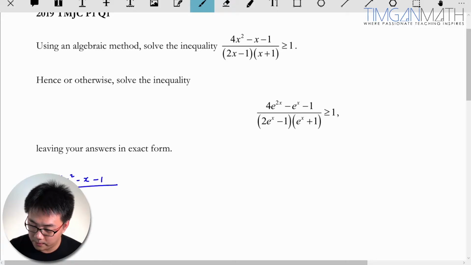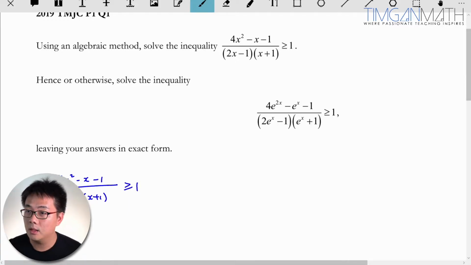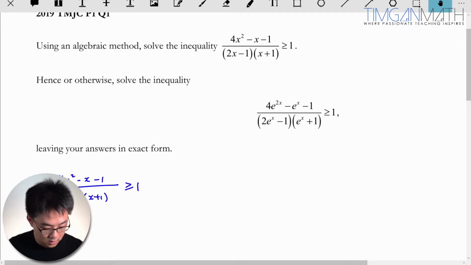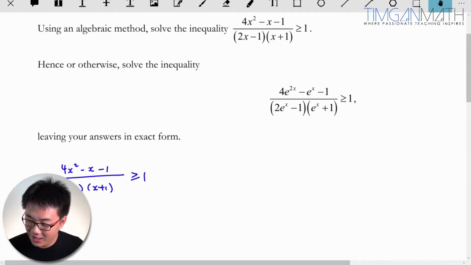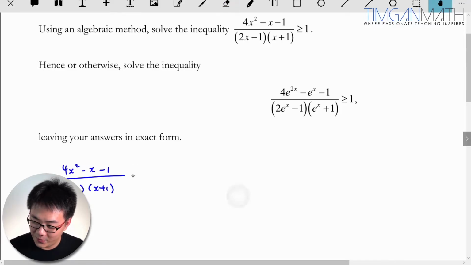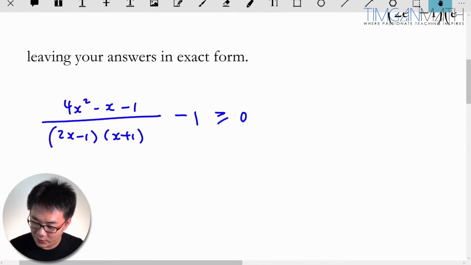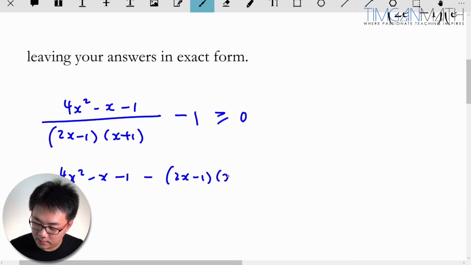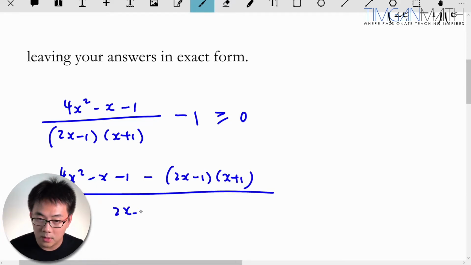So here, bring it out: minus 1, x plus 1, bigger than or equal to 1. Let me check: this will be 4, minus 1, minus 1. Oh, it can't be factorized. Oh well, then you just have to slowly do it. So this will be 4x squared minus x minus 1 minus 2x minus 1 over x plus 1. This is 2x minus 1 and this is x plus 1, bigger than 0.